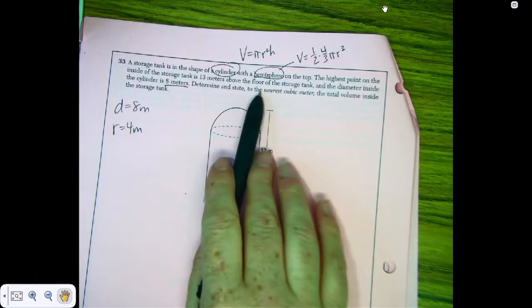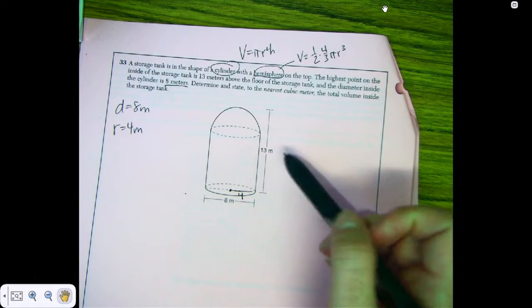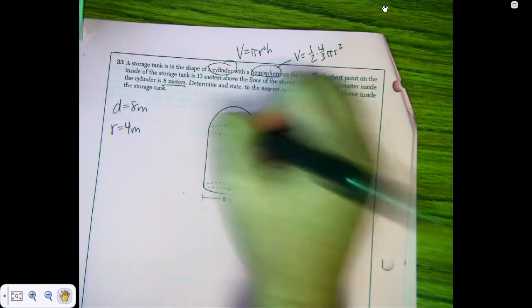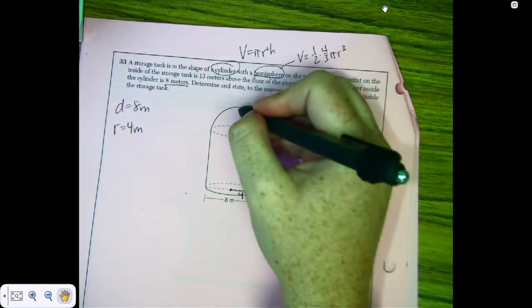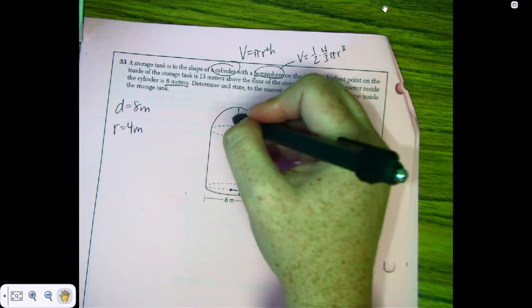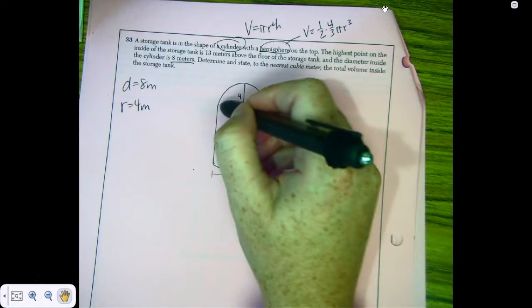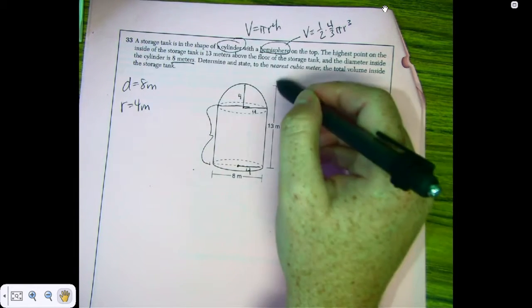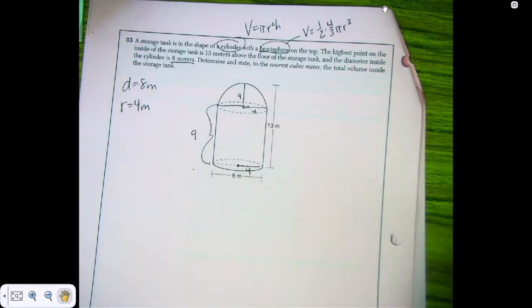Determine and state to the nearest cubic meter the total volume inside the storage tank. So if this guy is 4, this guy is also 4. All right. Now, if this whole thing is 13, this is also 4. So if the whole thing is 13, I need to find what the height of the cylinder is. That's the total. Take away this top piece, which is going to leave me with 9.